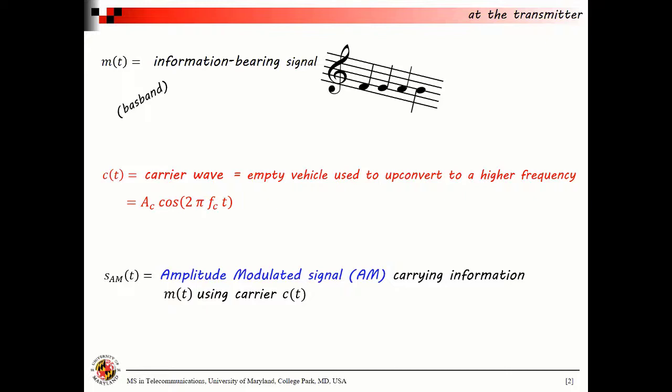Now, our amplitude modulated signal, which carries our information signal m(t) using the carrier signal c(t), is going to have this form. It's going to have the amplitude of the carrier times 1 plus the amplitude sensitivity multiplied by the information-bearing signal, the music or whatever, times the cosine.